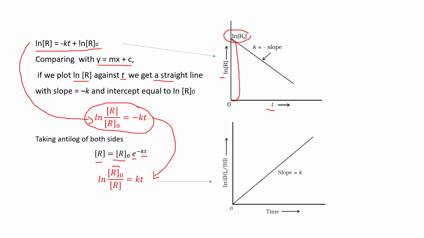And again, this equation can be written like this if you just reverse it. Now we are taking ln R naught by R, then this minus sign will convert into plus, and that is equal to kt. This is again y is equal to mx, where the intercept is equal to 0. If you plot the graph between ln R naught by R on the y-axis and time on the x-axis, then we will get one straight line passing through the origin. In this case, the slope is equal to k. Both the graphs are for first order reaction. Remember it.